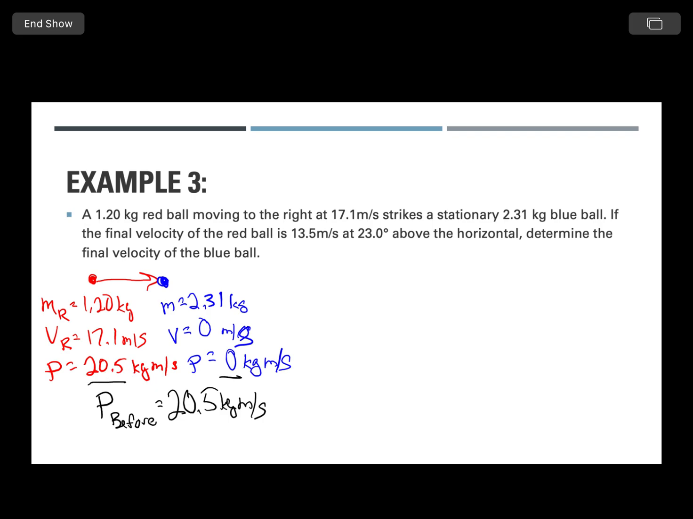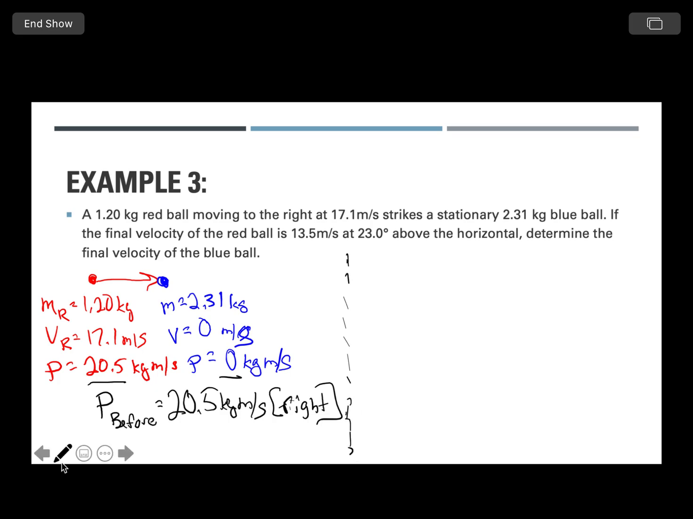Easy peasy. I want you to think of this even further, however. This is going to have a horizontal momentum of 20.5 to the right, but a vertical momentum of 0 because there is no movement up or down. So that's pretty good. Let's take a look at after. I'm just going to draw a little divider here.